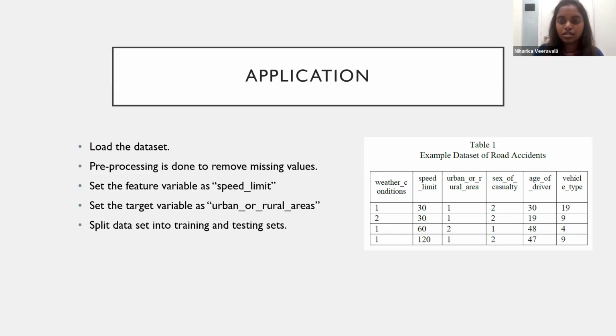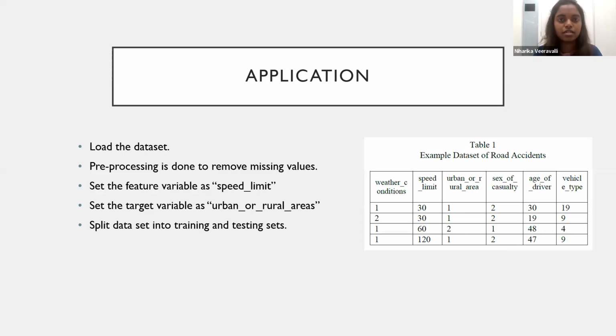If I want to predict if the accident took place more in urban or rural areas, I give the speed limit as my input. Given the speed limit, the decision tree selects whether it's going to be in the urban area or rural area. So we give one data point, and it makes a decision based on that data point.